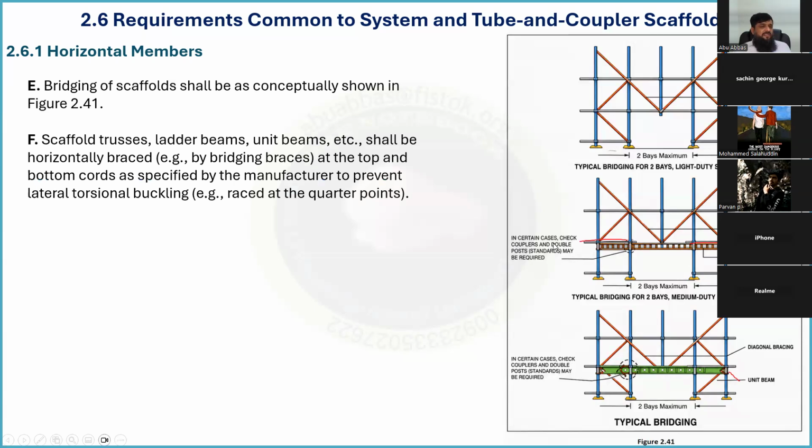Scaffold trusses, ladder beams, and unit beam, etc., shall be horizontally braced. For example, by bridging braces, horizontal brace, vertical. These are the horizontal, vertical. In addition, horizontal braces in the plane, so they will not move here, there. Ladder beam or trusses, these type of things.